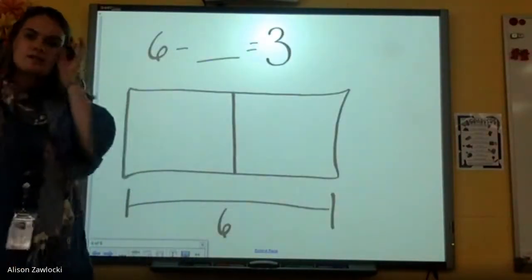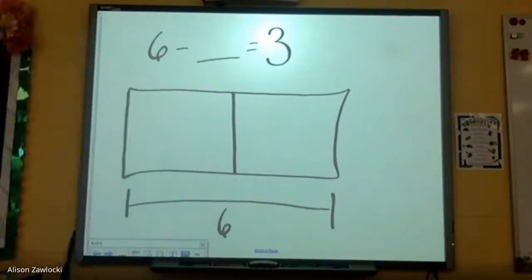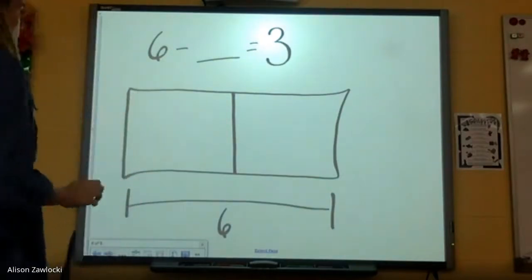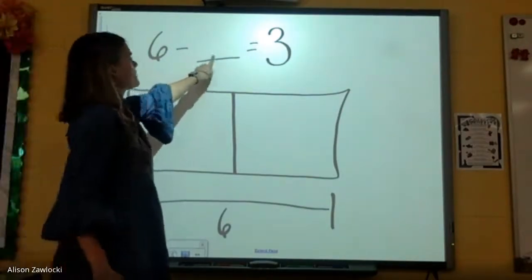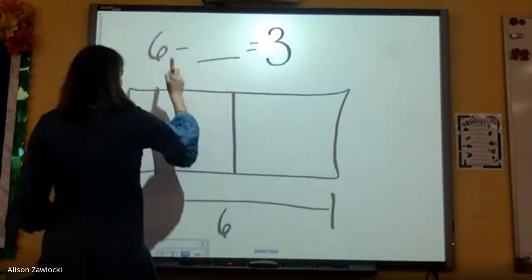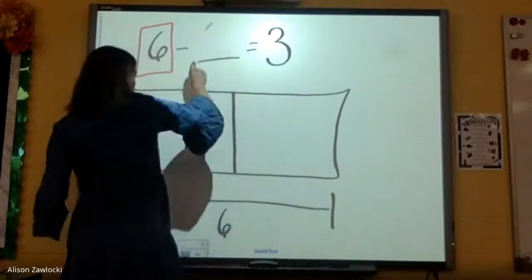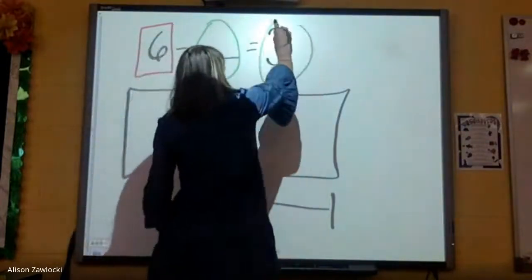We're going to be using the same exact chart or picture that we used for addition. So I'm going to show you how to do this one. Then you're going to pull out your notebook and pencil and do the next one with me. So we have 6 take away blank equals 3. And this right here is our total, remember? And these are our 2 parts right here.